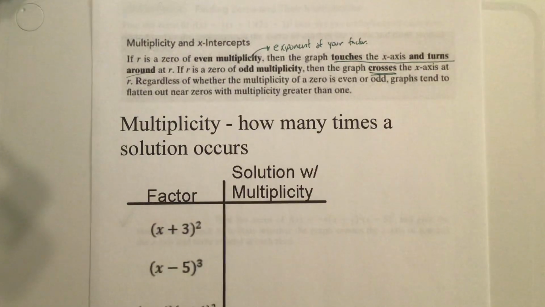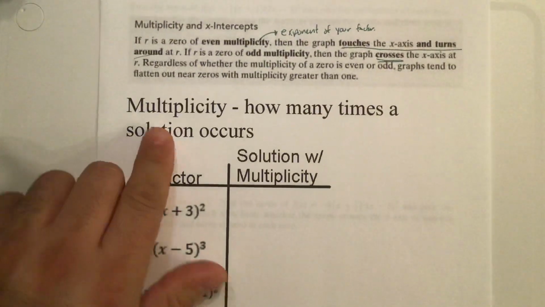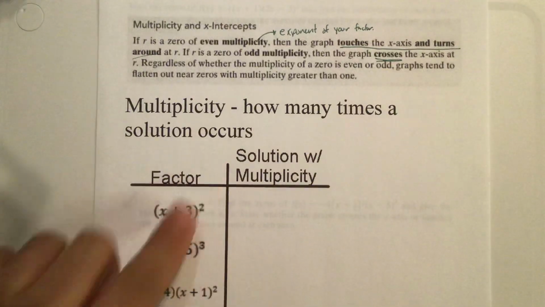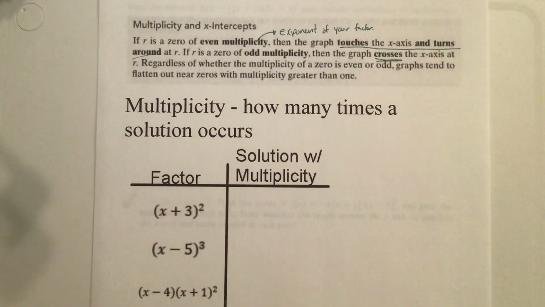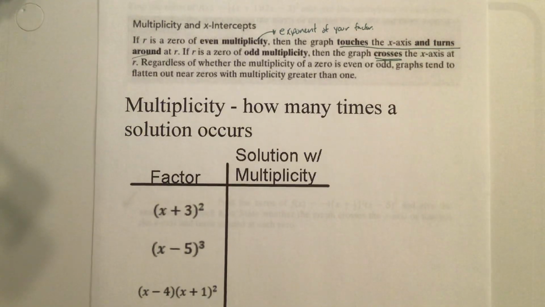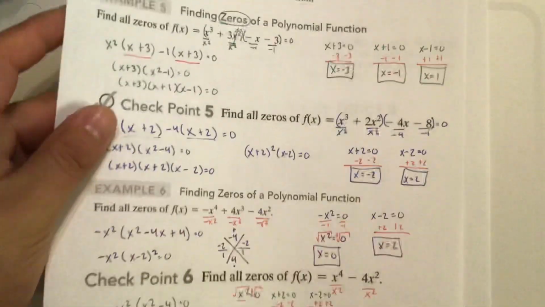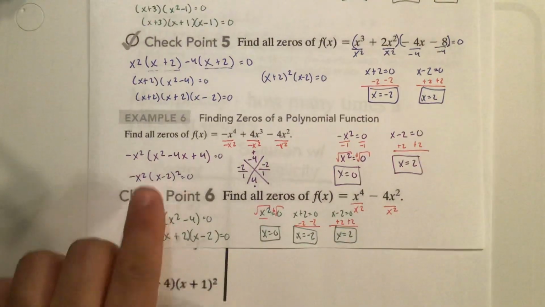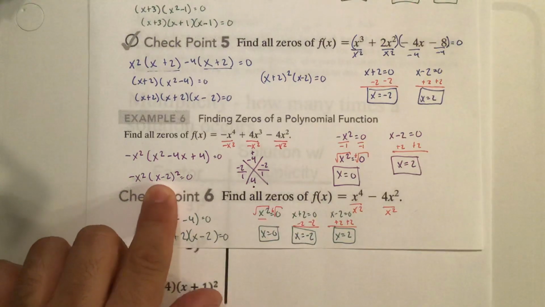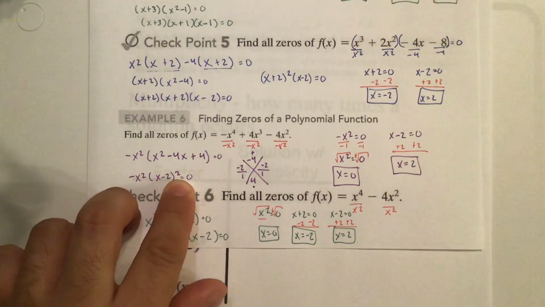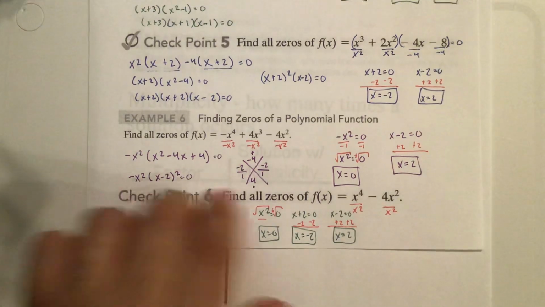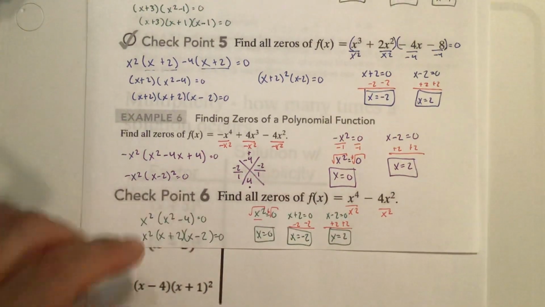All right, so let me show you how to do this. So for these here, we're going to talk about the solution, the multiplicity, and then we're going to talk about whether it touches and turns or if it crosses. So it says multiplicity is how many times a solution occurs, right? So a multiplicity of 1 means the solution occurs 1 time. A multiplicity of 2 means it occurs twice, 3 times, and so on. So like if I looked over here at these problems, like this one, x minus 2 squared, the multiplicity is 2, which is even, which means that that answer shows up twice. But again, we only write it once, but it does show up twice, okay?